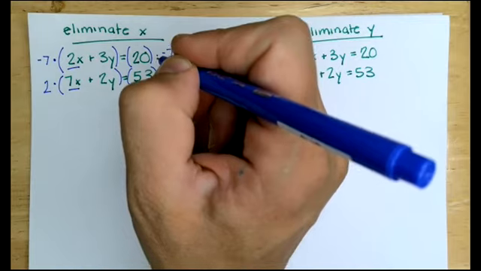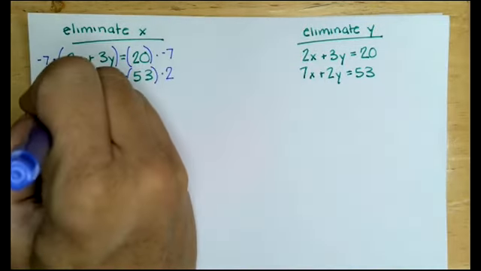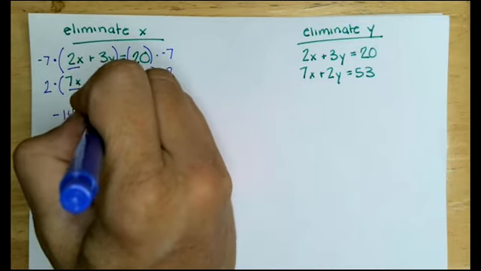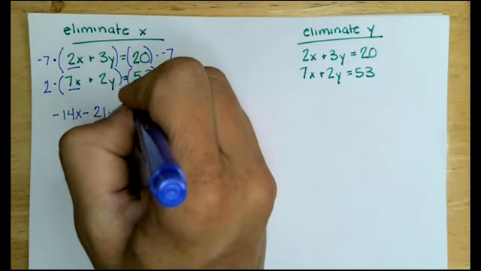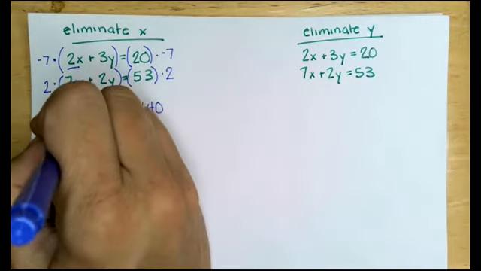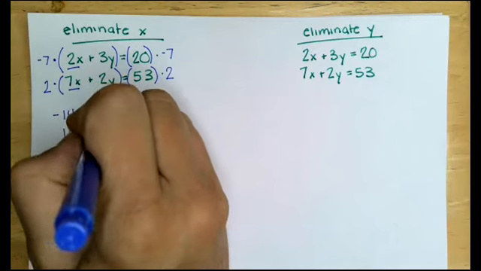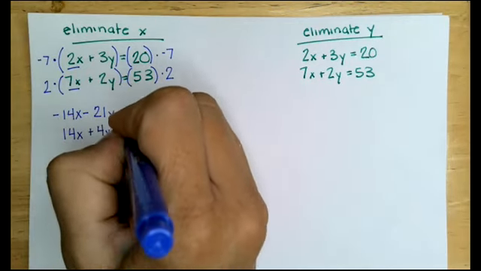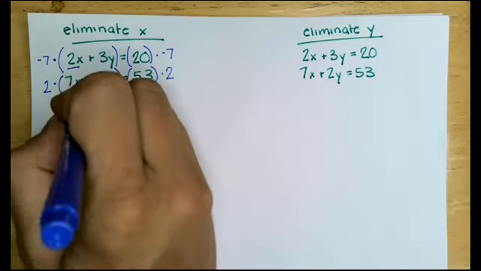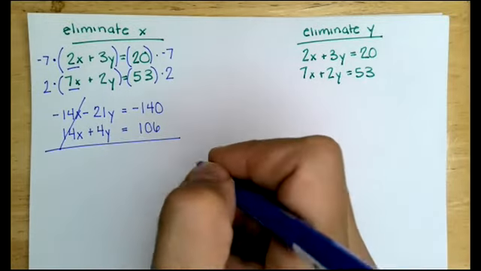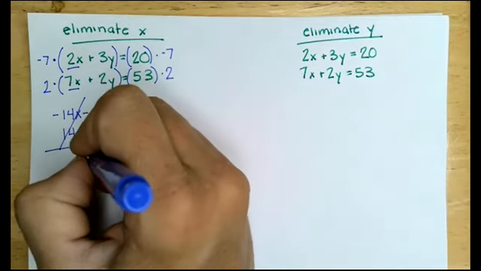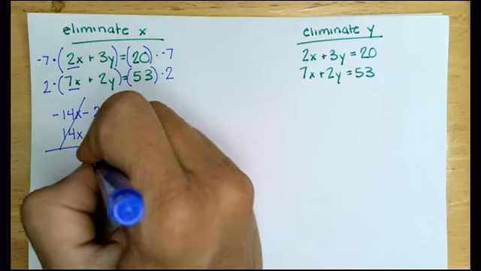Okay, so what I get is negative 14x minus 21y equals negative 140 for my first equation. Then I have positive 14x plus 4y equals 106 for my second one. So what happens now is x goes away and I only have y's so that I can solve for y. Negative 21 plus 4, we're just subtracting, but we're using a negative because the bigger number is negative.